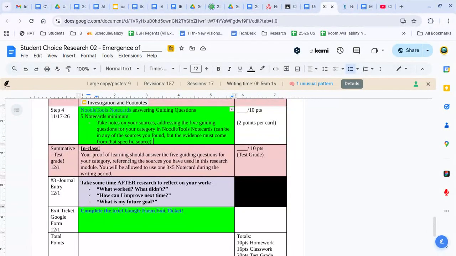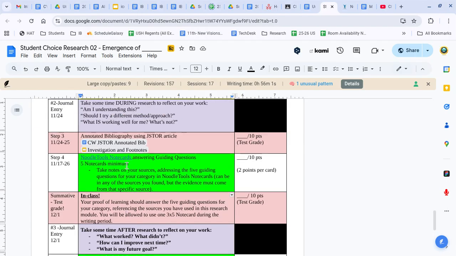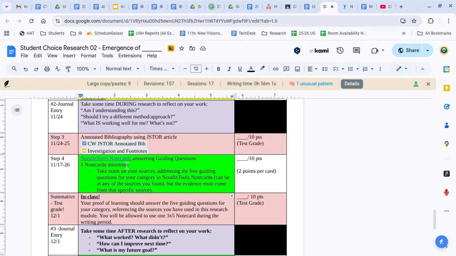Okay, class. So this is just about preparing for Monday. There's a test grade, proof of learning, answering the 5 guiding questions, referencing the sources you have, but only having a note card with you during the writing period. We're going to ask you to staple your note card to your proof of learning.